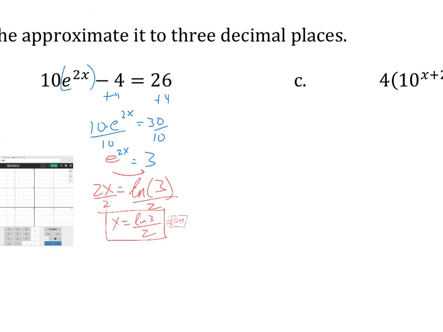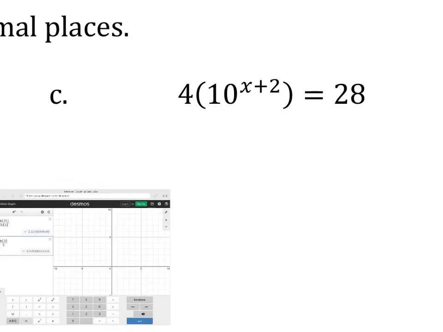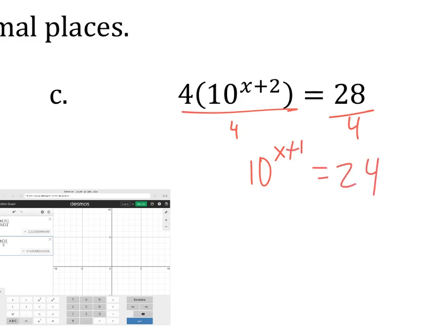All right, one more here. Bring the calculator on over. Again, we want to get that exponential all by itself, so let's get that 4 out of there first. So 10 to the x plus 1 equals 24. So now we're all ready to change it into logarithmic form. So the exponent, which is x plus 1, equals log base 10, which remember when it's base 10, we don't usually write the base 10, so it's a log of 24.